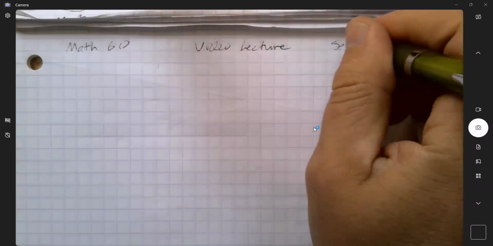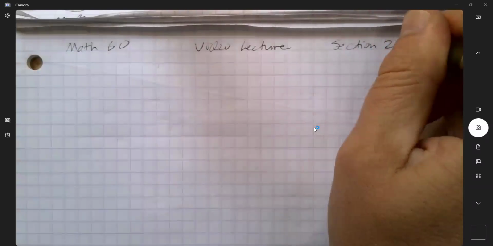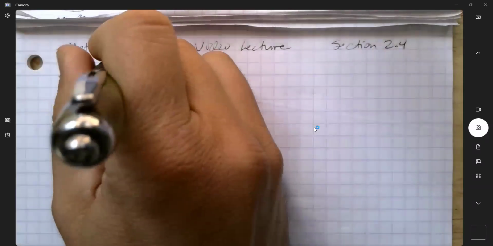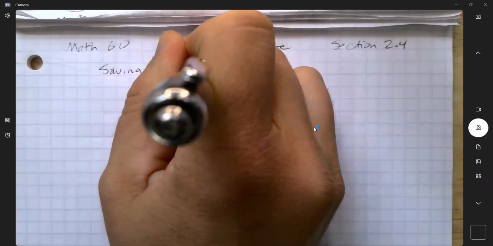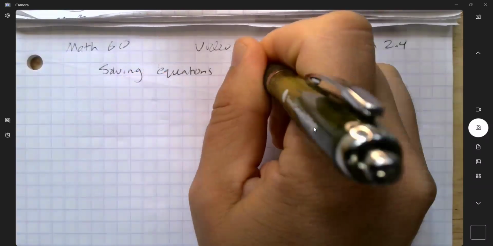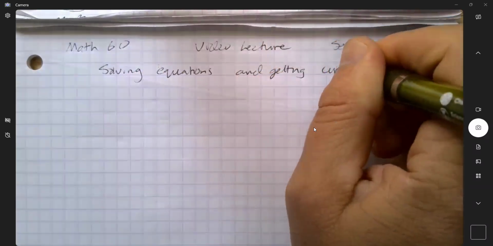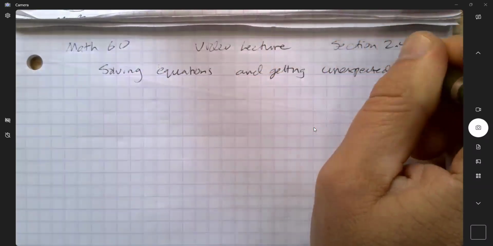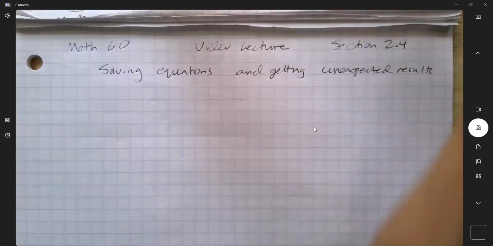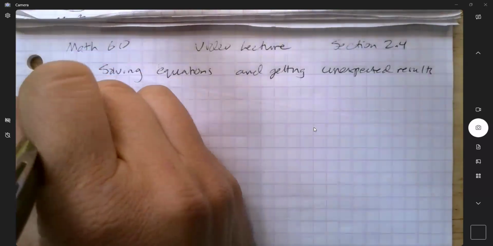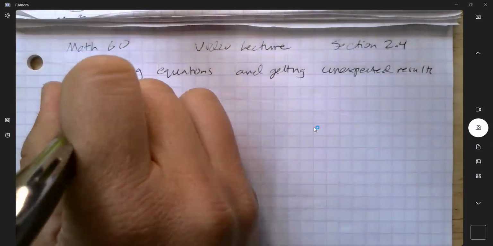We are talking about section 2.4 today, which is solving equations and getting unexpected results, what your textbook calls special solutions. So let's just give you an example of an expected result first.